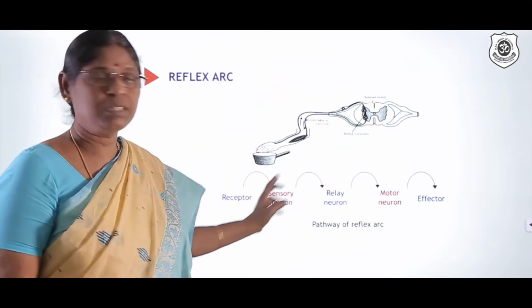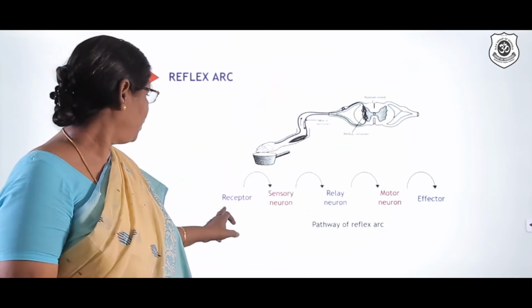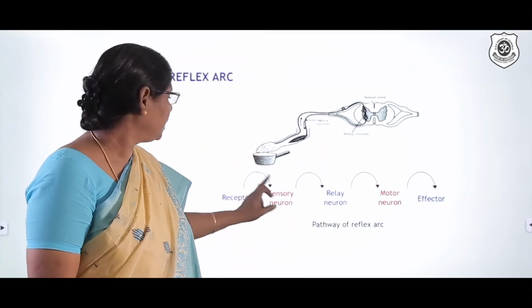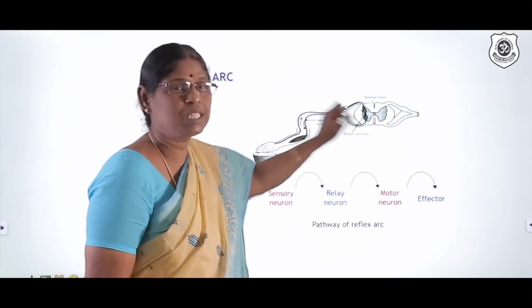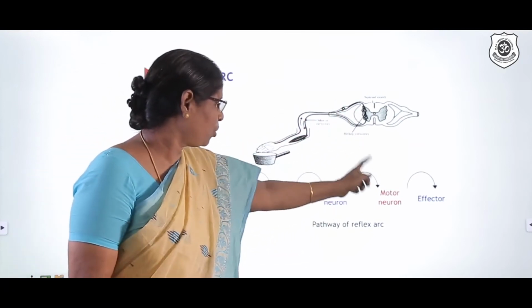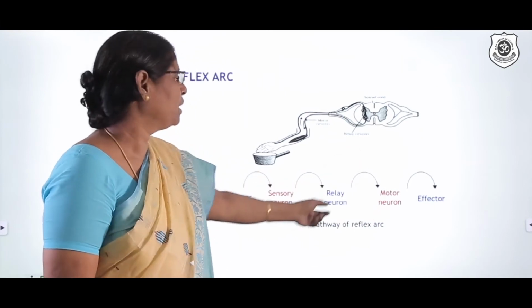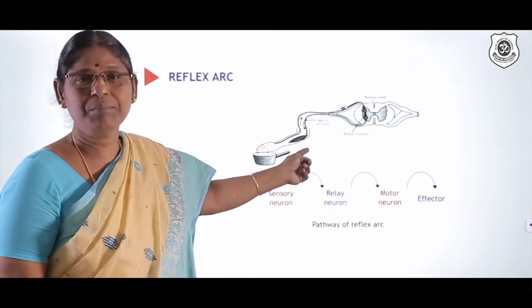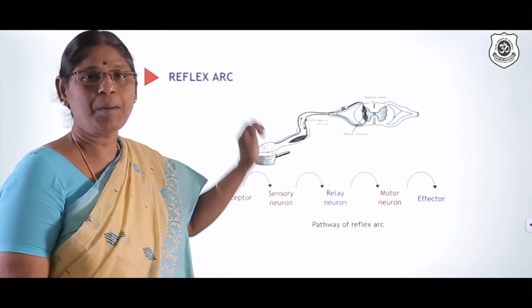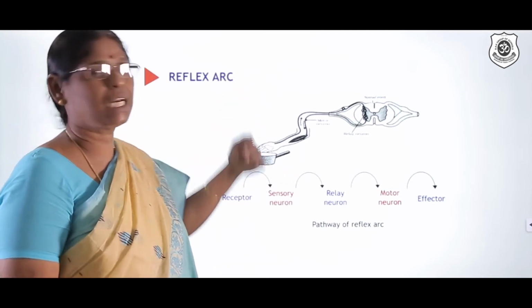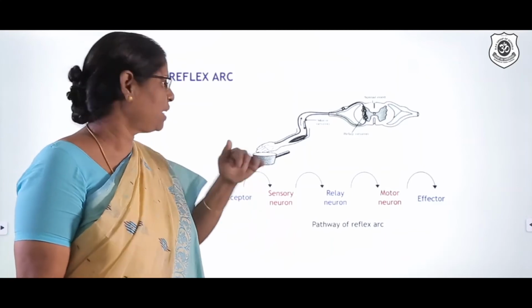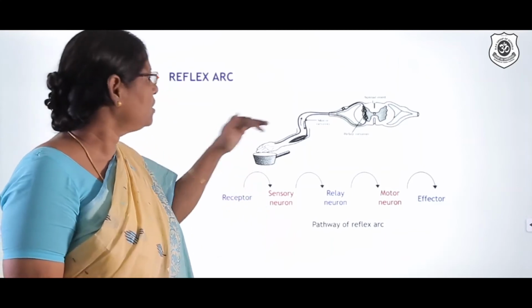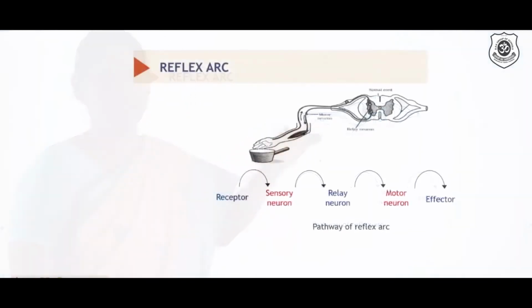Now let us see how the message is passed. From the receptor, that is from the hand, it passes to the sensory neuron, then it passes to the relay neuron in the spinal cord. From the relay neuron, it will move to the motor neuron, and from there to the effector. Effector is nothing but the muscle. So the muscle will immediately do the response. That is, it will be lifting the hand up from the hot object. So in the same manner, whenever any reflex action happens, this kind of arc will be seen there.